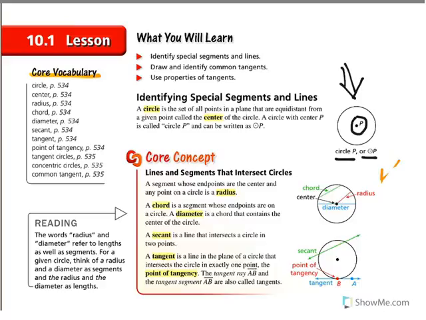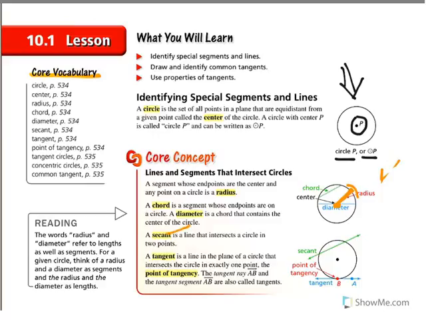Okay, we have the center of the circle, of course, because it's in the middle, and then we have a radius, which actually goes from the center of the circle to anywhere we want on the circle. Okay, so it's attached from the center to the outside of our circle. Okay. Three more things that are really important that you need to know.